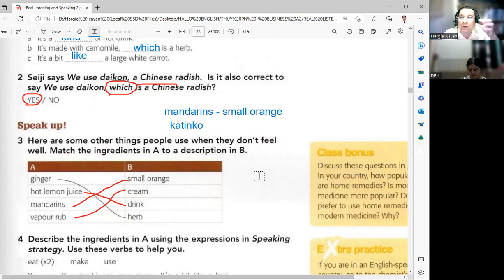Actually, katinko is a small vapor rub wherein if you're not feeling well, you just have to get something in it. Okay, I have to get my katinko toy so that you can see it. Just for a moment. This is a katinko toy.